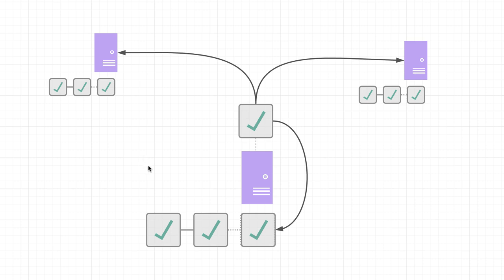So now that we understand the basics of how these transactions are validated, how they're grouped into blocks, and how those blocks are propagated throughout the network, let's go ahead and take a closer look at one of these blockchains.